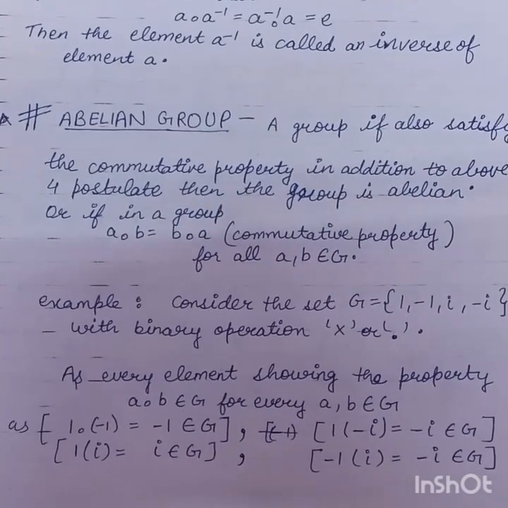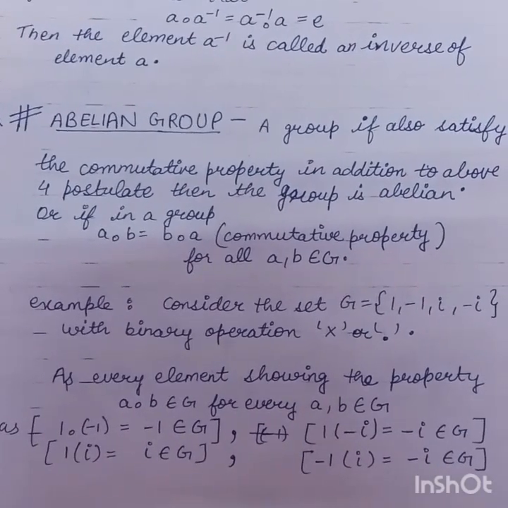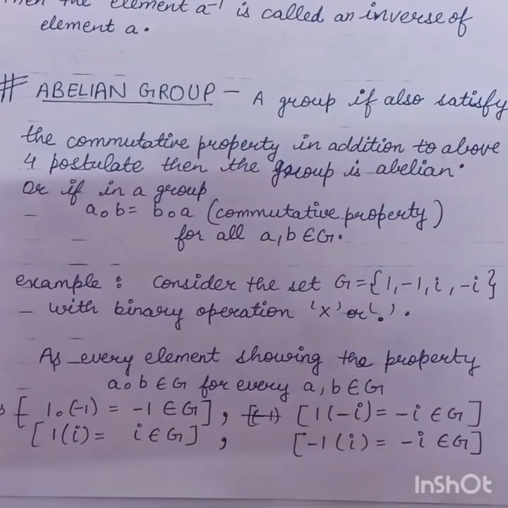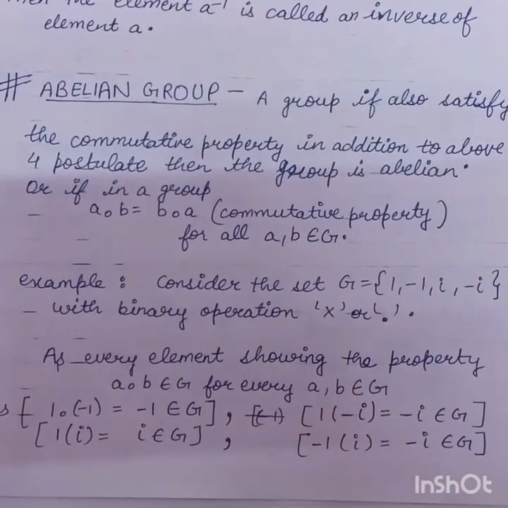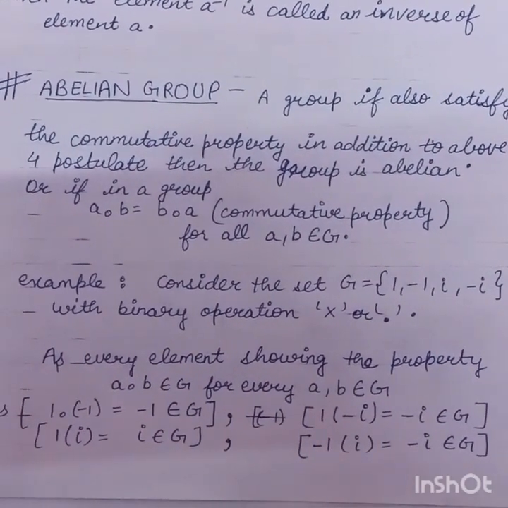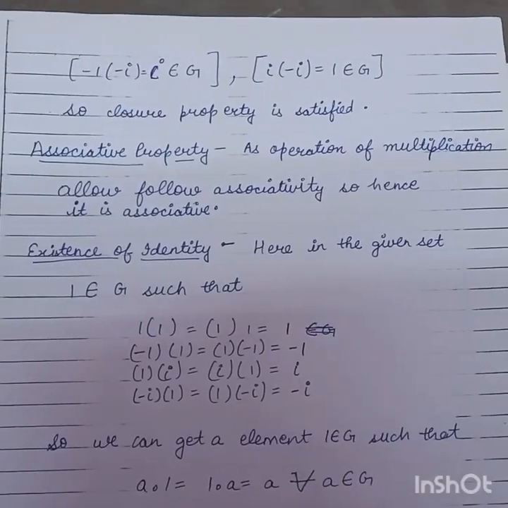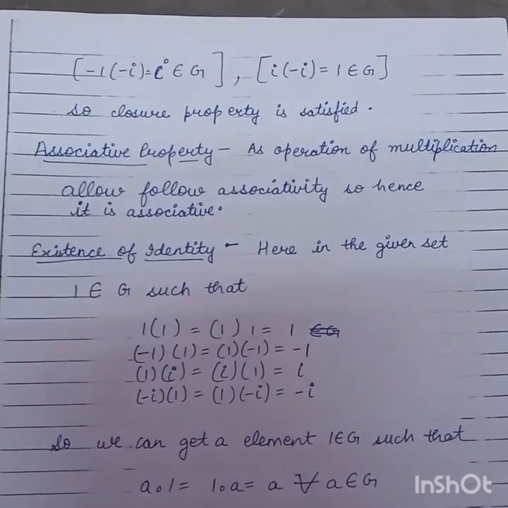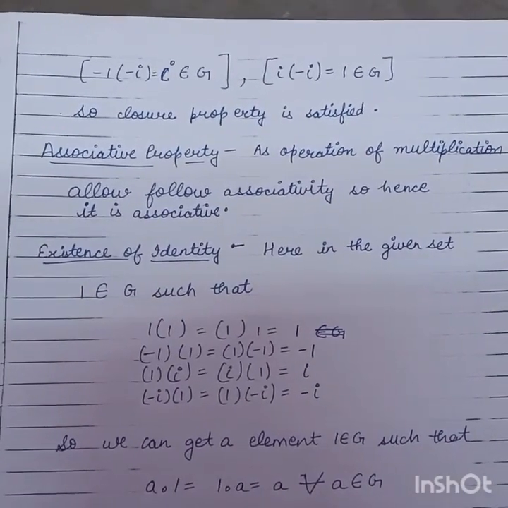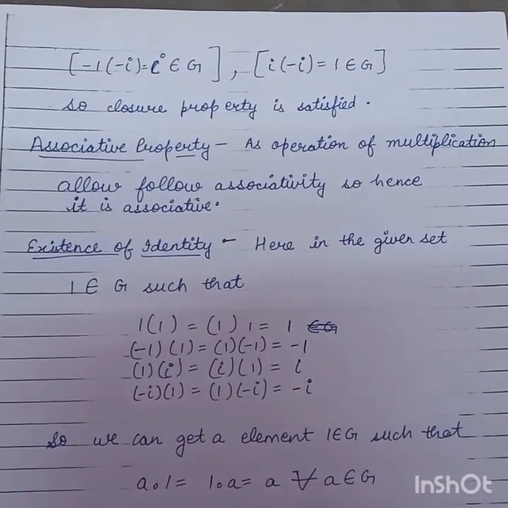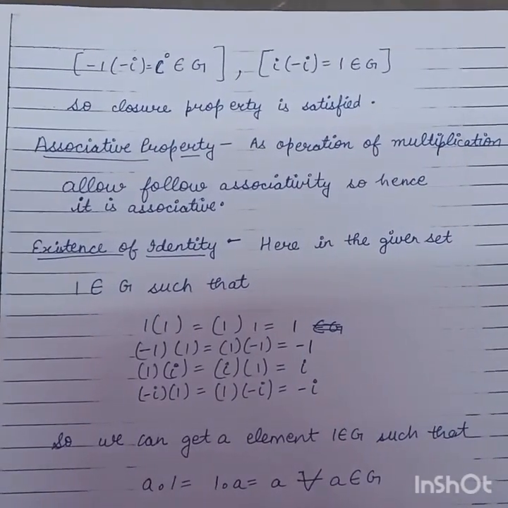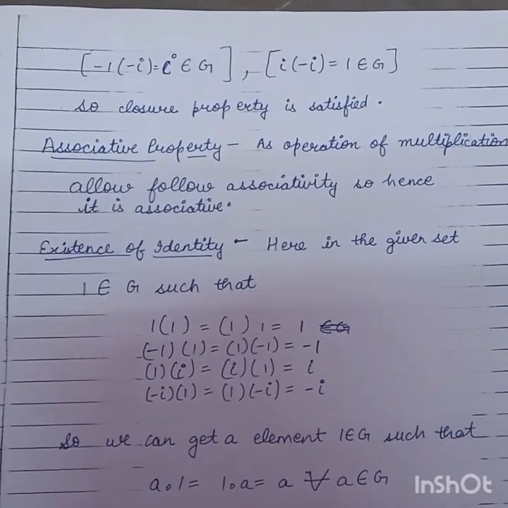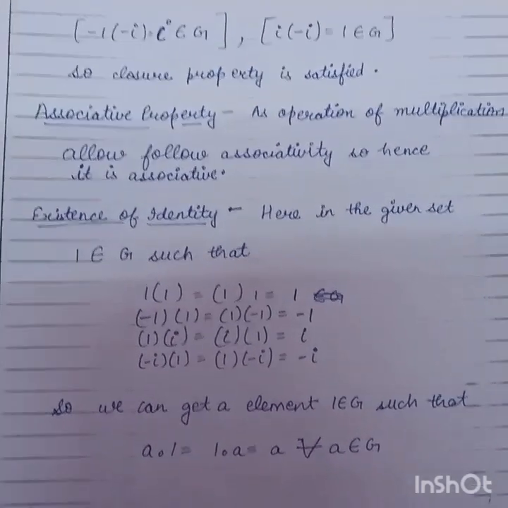Here we can give an example: 1 dot minus 1 is equal to minus 1, which belongs to G, and 1 dot iota gives iota, which also belongs to G, and so on. Hence the closure property is satisfied. Now the associative property. We all know that multiplication is always associative in nature, so the given set is associative.